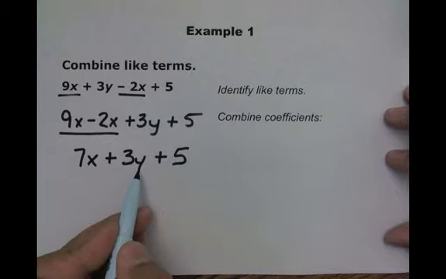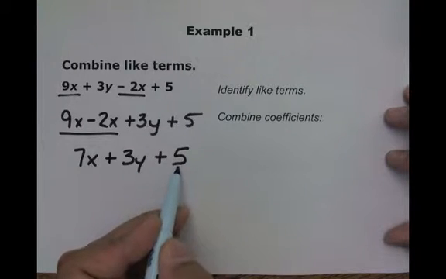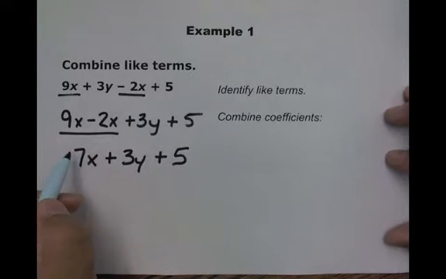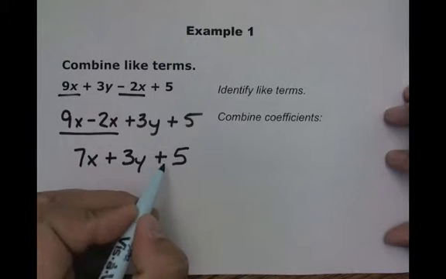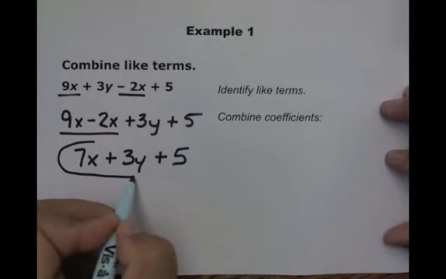This has an x, this has a y, and this is a constant. So in simplest form, 7x plus 3y plus 5 is simplified.